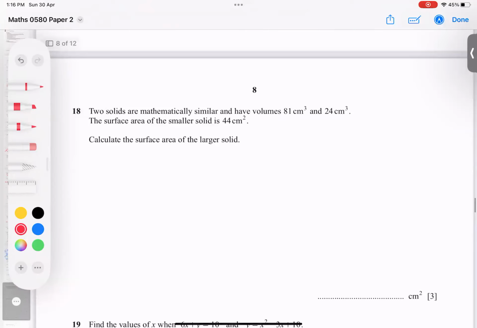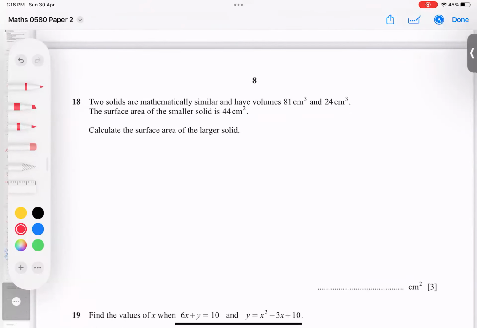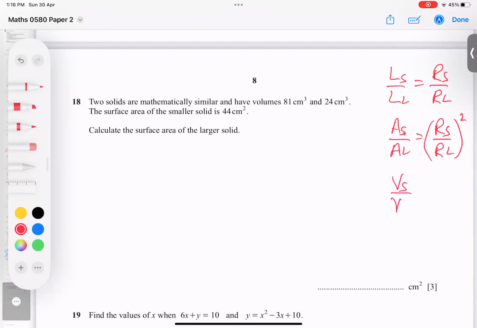Question number 18, similarities. This kind of question is very, very important, and there are four formulas in total. I explain all together. Length of small by length of large, ratio of small by ratio of large, no squaring, no cubing. Area of small by area of large, ratio of small by ratio of large, but here we have to put a square. And volume of small by volume of large, ratio of small by ratio of large, and put a cube here.